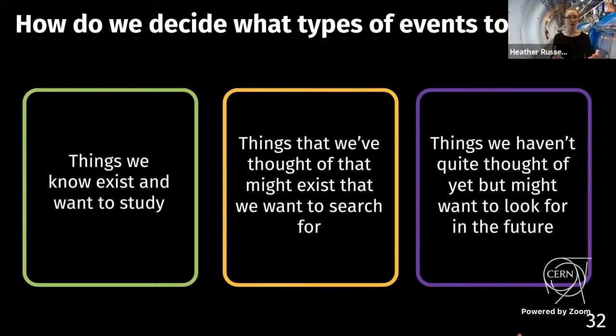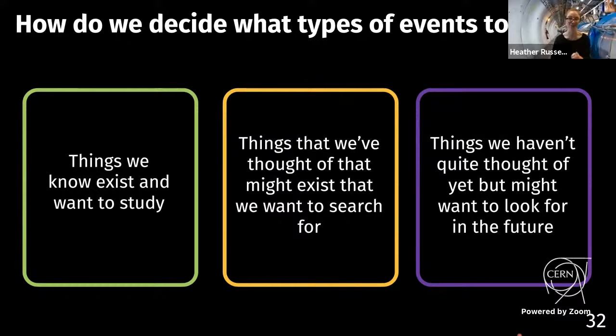Then there are things that we've thought of that might exist that we specifically want to search for. These are our known unknowns. They're things like supersymmetry and WIMP dark matter. That's what falls into this category. Then there's lastly, I think, the hardest bit.